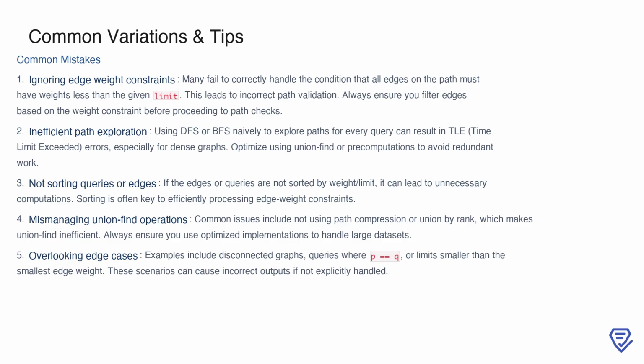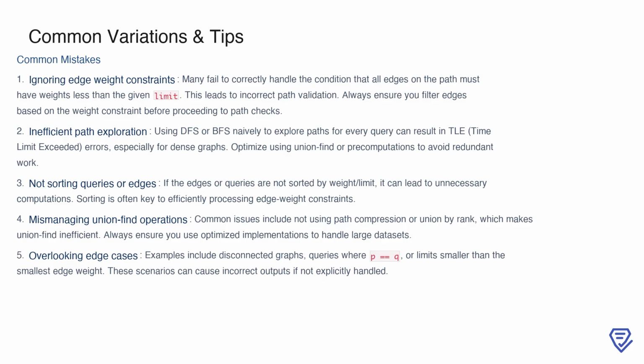First, many overlook the edge weight constraints, which require that all edges along a path have weights less than the given limit. Failing to enforce this condition can lead to incorrect path validation, so it's critical to filter edges based on weight before proceeding. Another frequent issue is inefficient path exploration. Using naive DFS or BFS for every query can result in time limit exceeded errors, particularly for dense graphs. Instead, optimize your approach with union find or pre-computations to minimize redundant work.